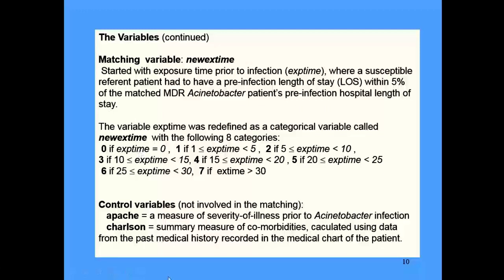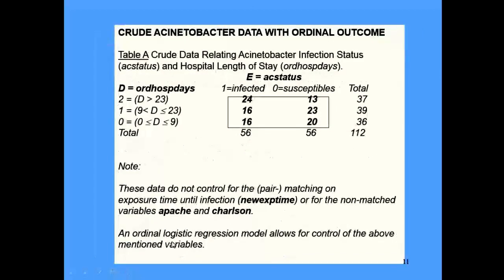And then there were two other variables, Apache and Charlson. Apache is a measure of severity of illness prior to the infection, and Charlson was a summary of comorbidities. So there was an exposure variable of interest, the outcome, this ordinal outcome of length of stay, a matching variable, and two other variables being controlled for that weren't matched on. And it's a cohort study. Here's some data.